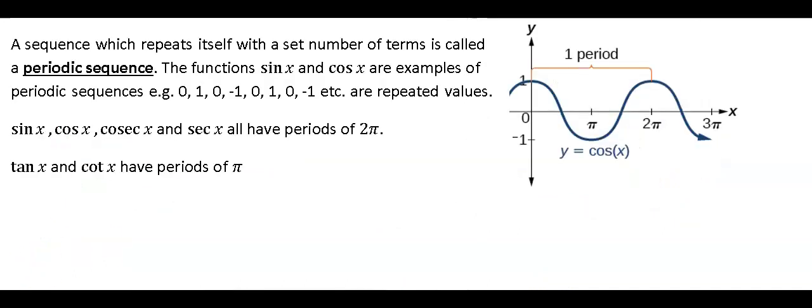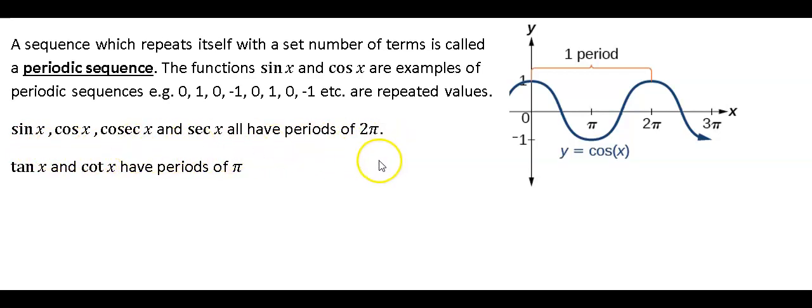And the last one here is a sequence which repeats itself with a set number of terms. It's called a periodic sequence. The functions sin x and cos x are examples of periodic sequences. And you can see here we've got the cos graph, and the period is 2 pi. So every 2 pi radians it repeats itself, or that's the same as 360 degrees if you haven't seen your radians yet. So sine, cos, cosec, and sec all have a period of 2 pi.